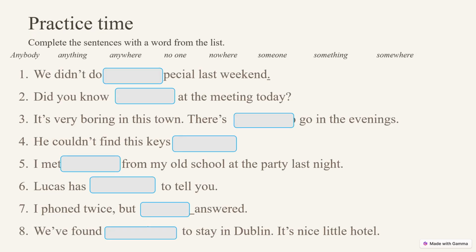So now practice time. Should complete the sentences with a word from the list. For every sentence, you have 5 seconds. We didn't do special last weekend. We didn't do anything special last weekend.